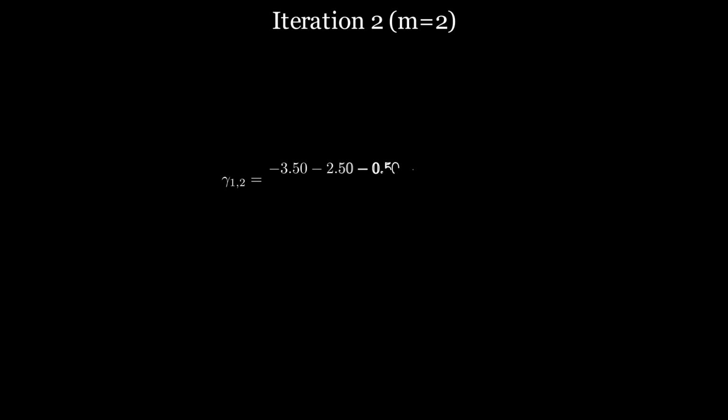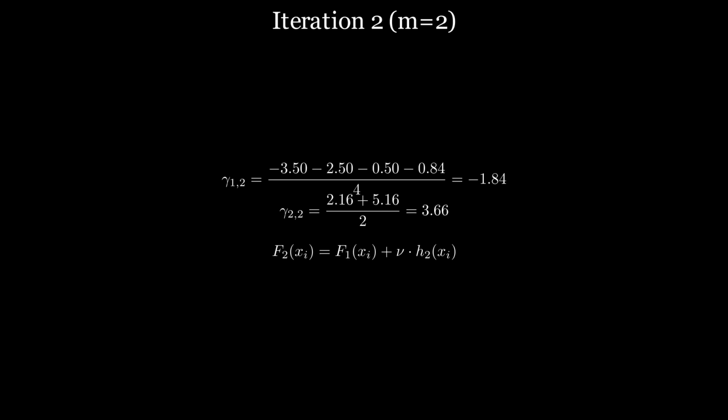We calculate the average residuals for this new split. The left leaf contains the first 4 points, and the right leaf contains the last 2. Finally, we update our model again, F2 equals F1 plus nu times H2. The predictions become more nuanced as we add more trees.